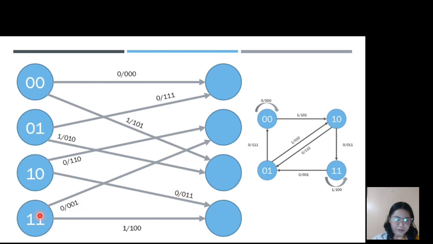And for 1,1 to 0,1, it will be 0 over 001, which is also here. And for 1,1 to itself, it will be 1 over 100, as with here.